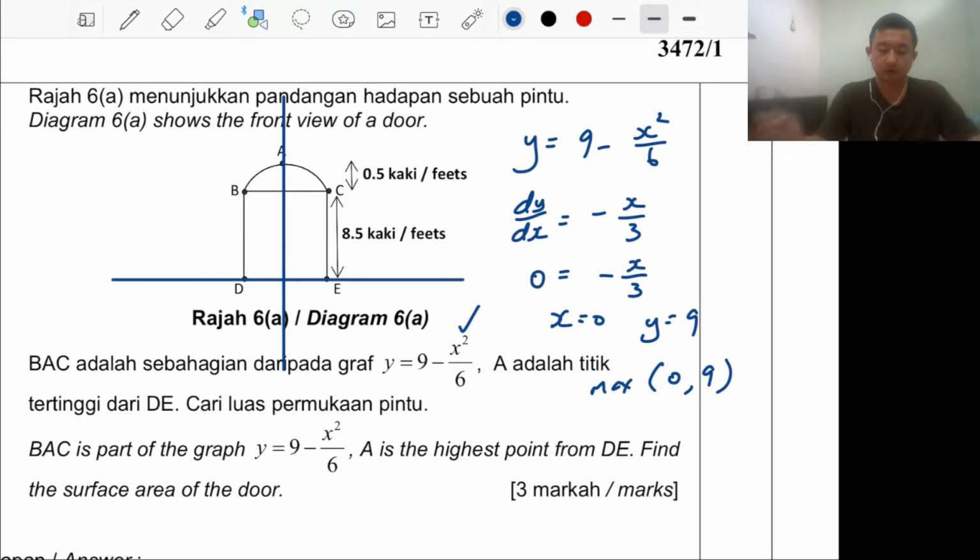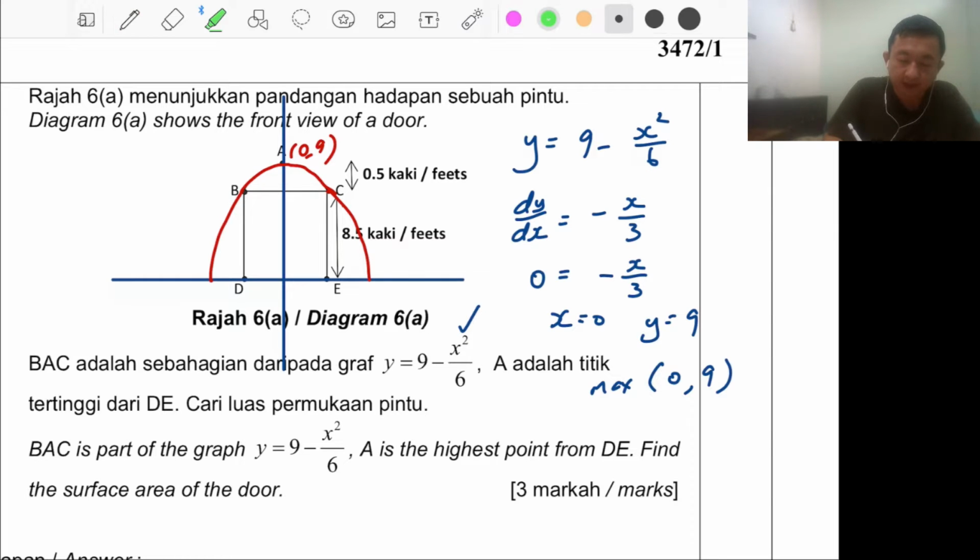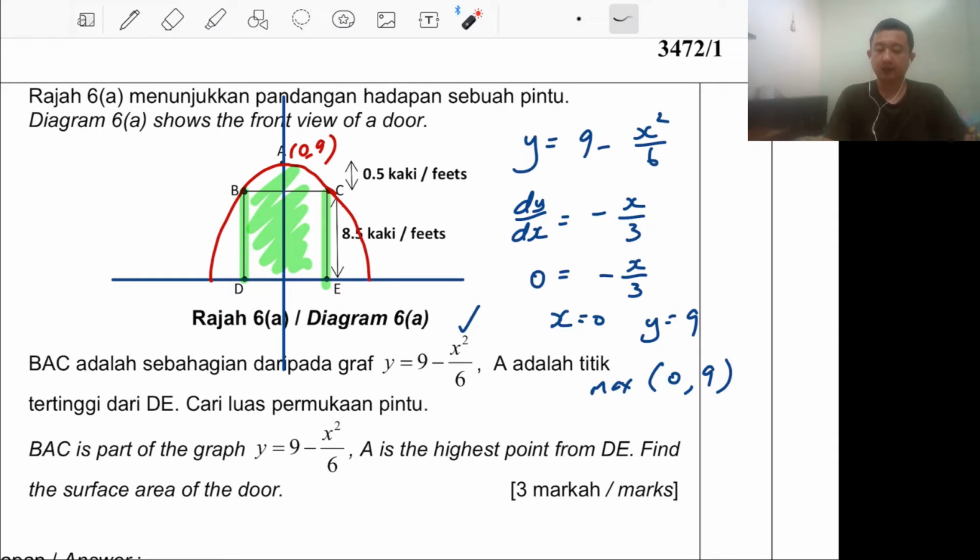This is the graph. And this coordinate is 0.9. And then the graph, if I want to complete it, should be something like this. Okay, now this is your graph, and you are just finding the surface area of the door, meaning I want to find the area for this part. Everything underneath the graph for a certain limit, from here until here.